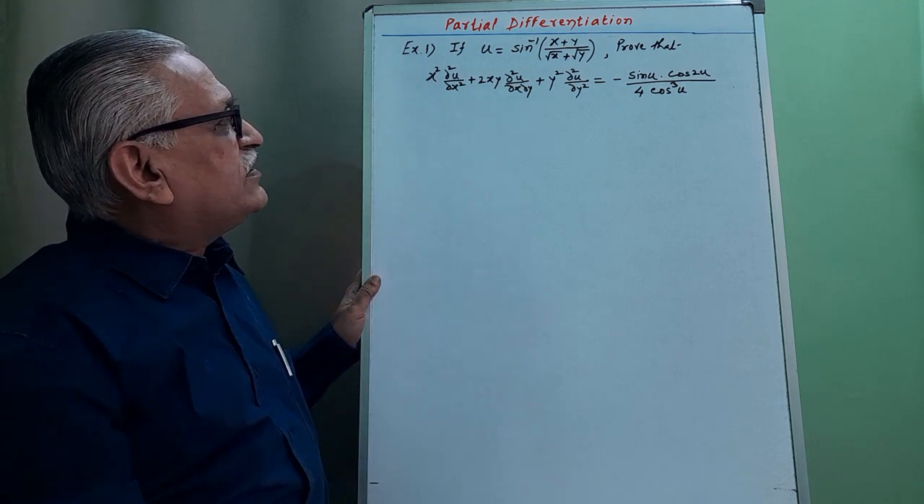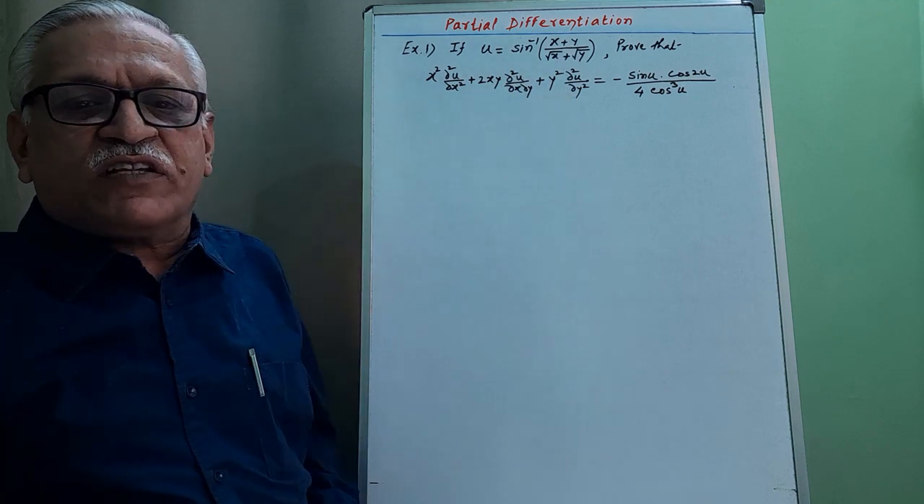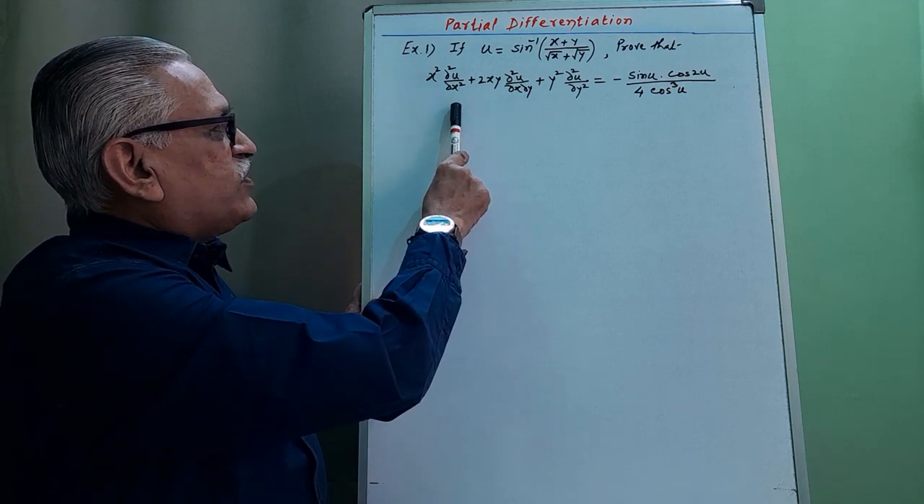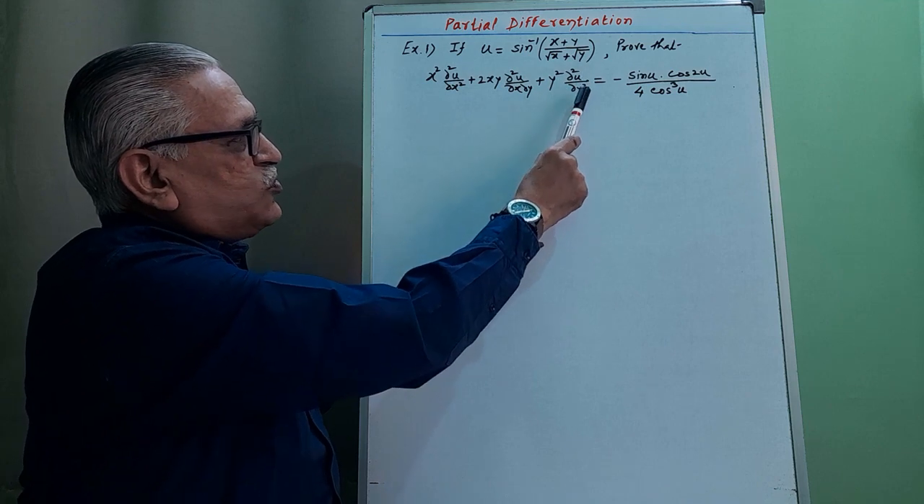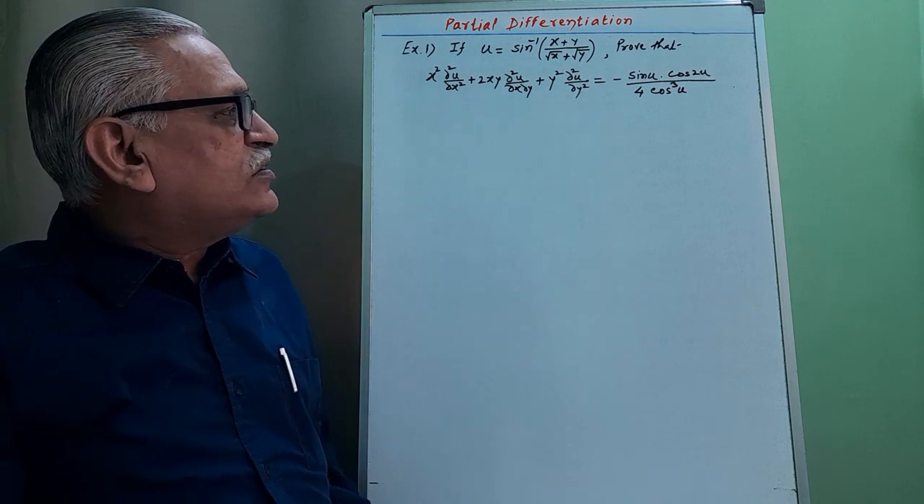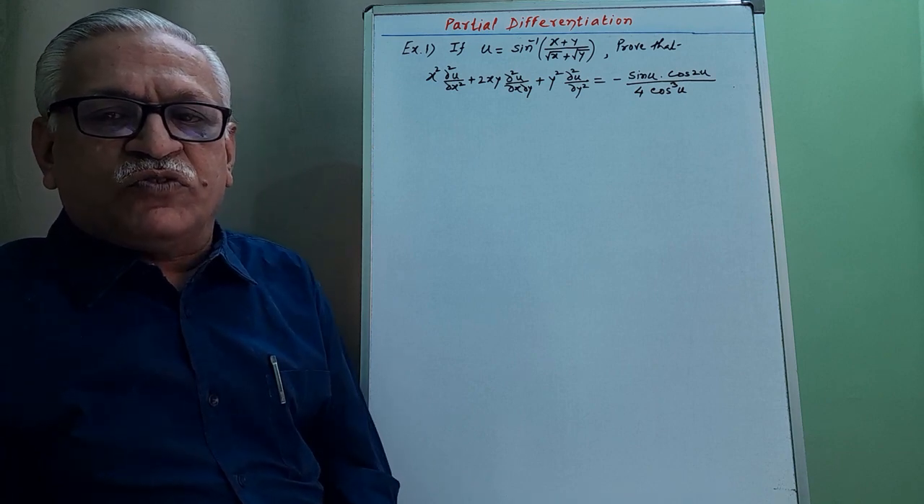Example number 1. If u is equal to sine inverse of (x plus y) divided by (root x plus root y), then prove that x square ∂²u/∂x² plus 2xy ∂²u/∂x∂y plus y square ∂²u/∂y² is equal to minus sin u into cos of 2u divided by 4 cos cube u.